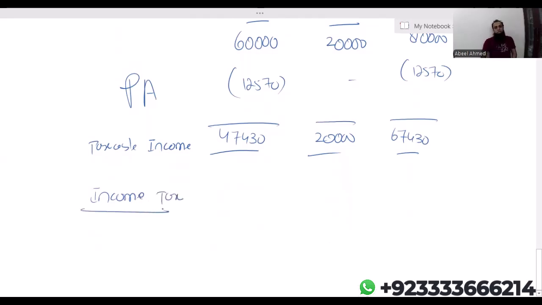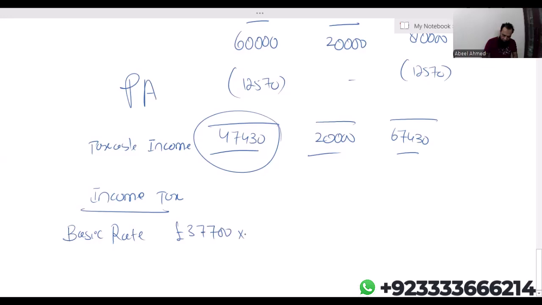Even though this individual has taxable income in the non-saving column of 47,430, directly 40% you cannot apply. First, you have to utilize, consume the basic rate band. After that, we'll move to the higher rate band. Basic rate: the limit of the basic rate band ends at 37,700, times 20%. I'm getting 7,540. Great.